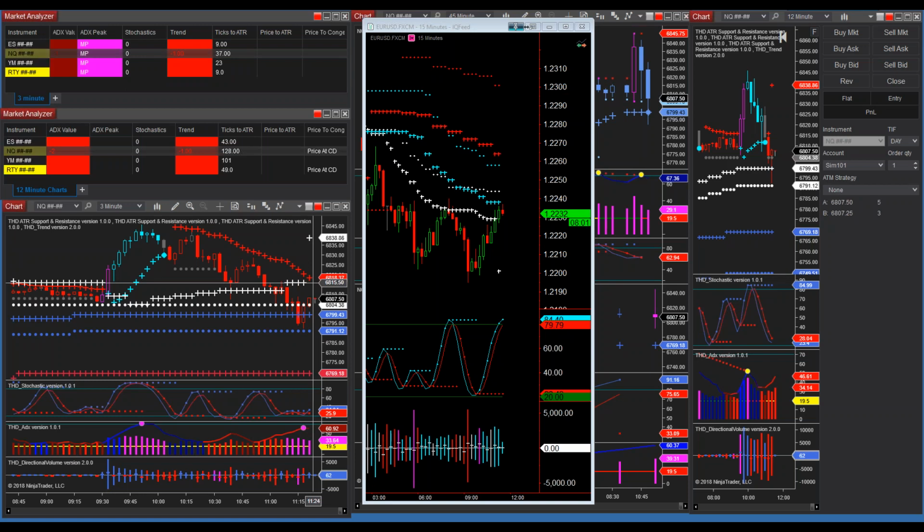Again, today is a great day to learn patience. And you can see in the market analyzer, the magenta peaks came in across the board on the 3-minute chart.